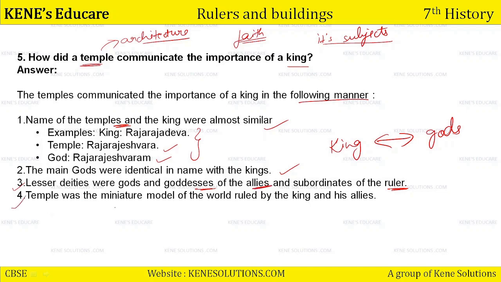Then temple was the miniature model of the world ruled by the king and his allies. King और उसके allies जैसा भी world rule करते थे, temple used to basically demarcate or symbolize it. Okay, it was a miniature model of the world of the king. That means the kingdom of the king.